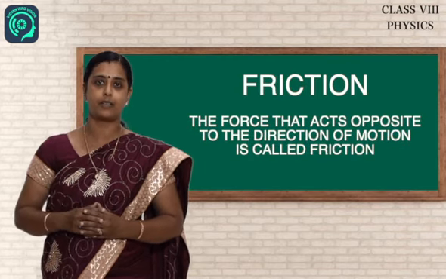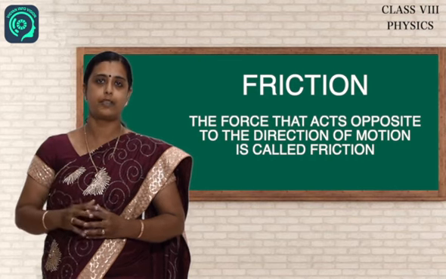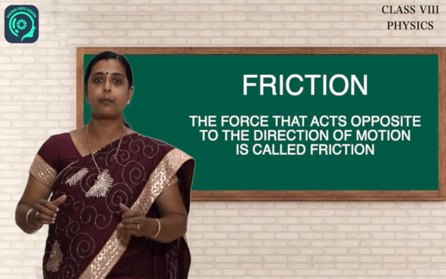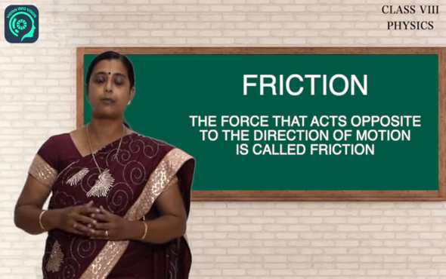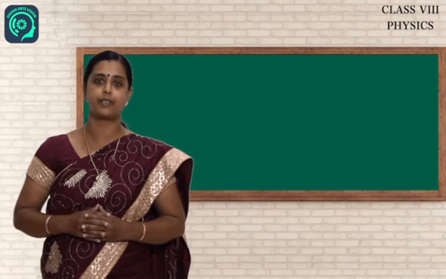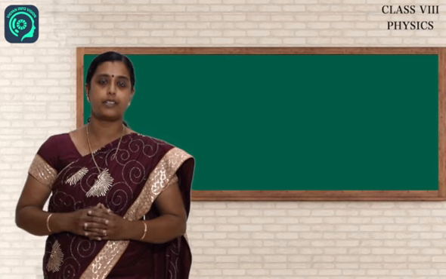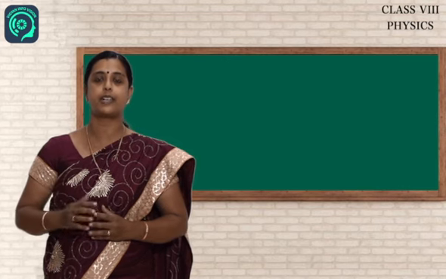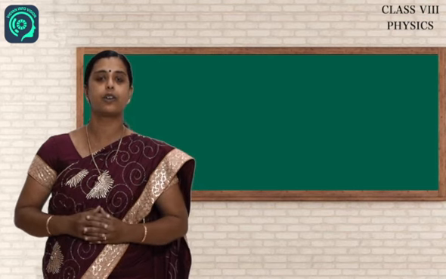You might have observed near the traffic signal, a truck driver slows his vehicle. You might have observed that when we apply the brakes, the cycle slows down. At the same time, a rolling ball will stop after some time. Why is it so? There is a force that is acting opposite to the direction of motion. There is a force acting between the two surfaces in contact.